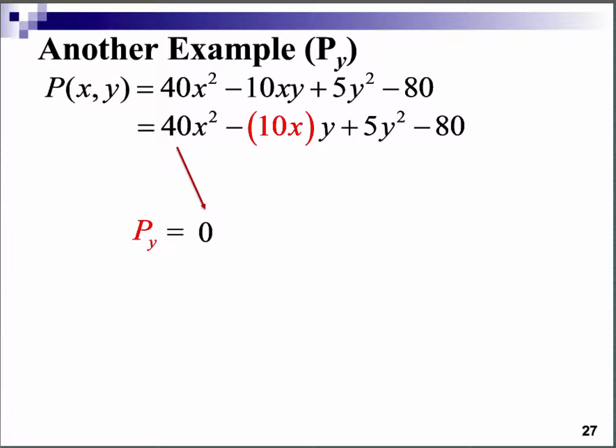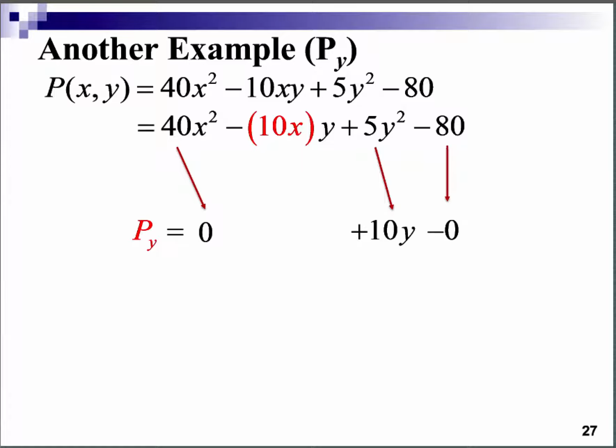Now let's look at the third term, 5y squared. Remember, we're taking the partial with respect to y, so y is the variable here. So this is a normal variable term that includes a y. So the derivative of 5y squared from previous topics is just 10y. And then of course the derivative of negative 80 is just 0.